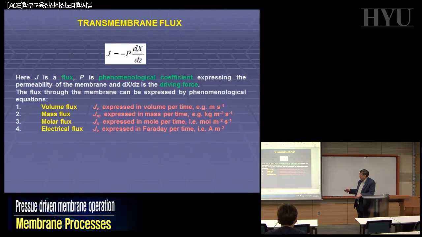P is a term of proportionality, a phenomenological coefficient normally expressing the permeability of the membrane. And D over zeta is the driving force. It's the ratio between the difference in the force, which can be pressure, concentration, or an electrical field, divided by the thickness of your membrane. That means increasing the thickness, flux is decreasing. And this kind of linear relationship is valid for most of the processes we are going to discuss.